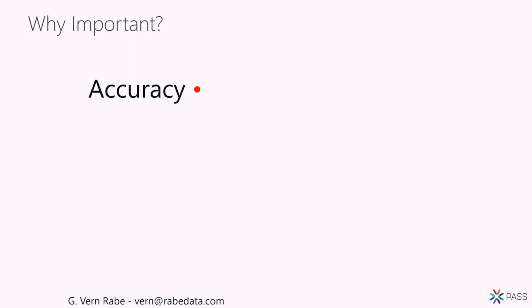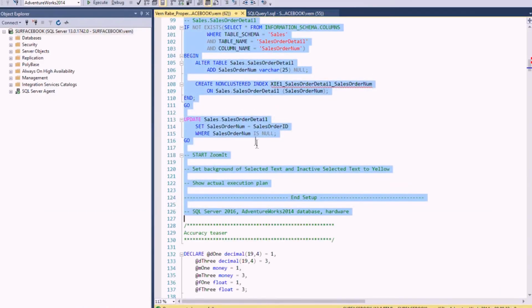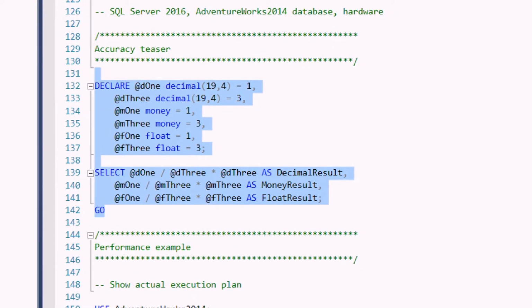So why is data type usage and choices important? Well, accuracy is one of the two main reasons that I'm covering. And this is just kind of a little teaser that I'm showing. Here I'm creating 6 variables. 2 of them are decimal data types, 2 are money, 2 are float. Within each data type, I have a value of 1 and a 3, 1 and 3, 1 and 3. And then I'm going to do 3 calculations.